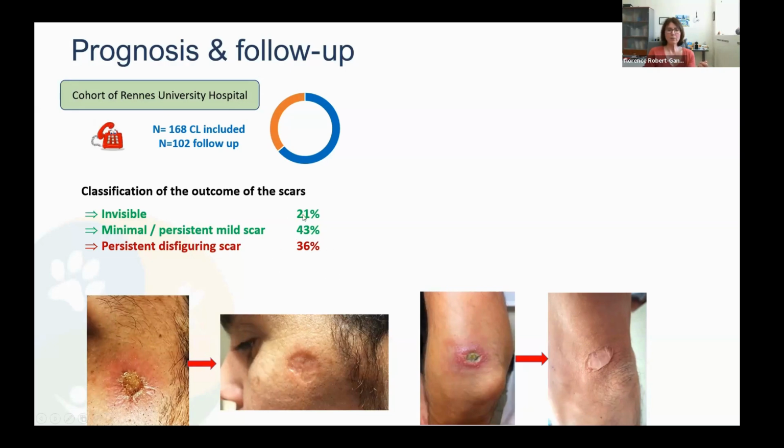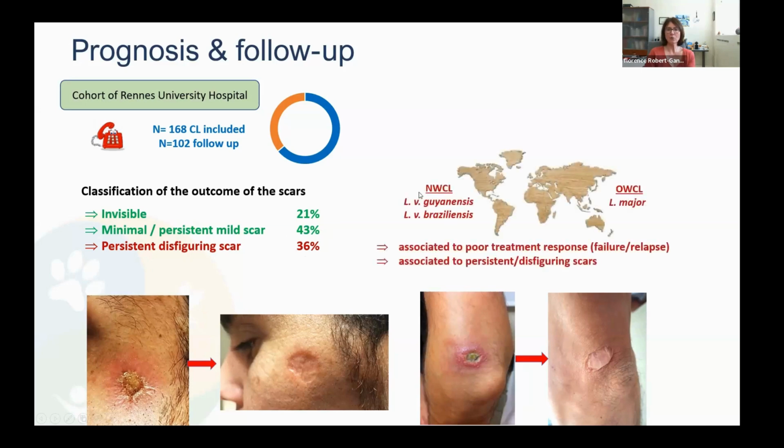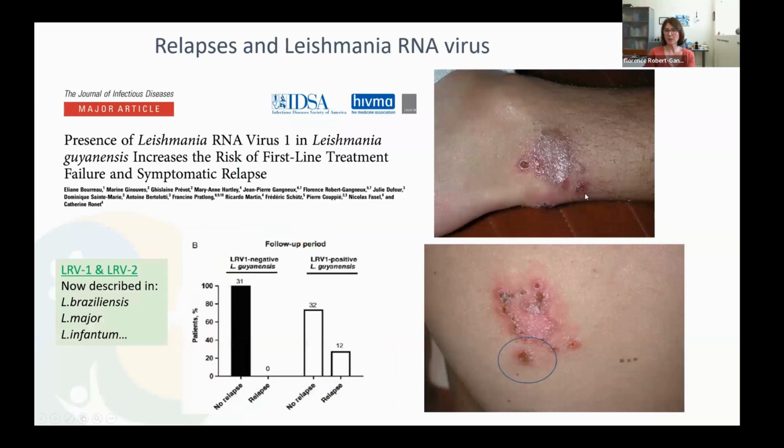And you see 20% of patients have an invisible lesion after treatment, but 1/3 had persistent impressive scars. And those scars were due to either South American species such as Leishmania guyanensis or brasiliensis, or to Leishmania major. So those species were shown to be associated with poorer outcome and poorer treatment response, notably with some cases of relapse after treatment with Leishmania guyanensis, as observed here.